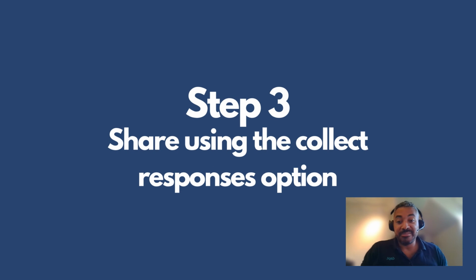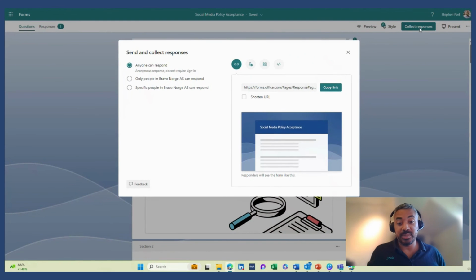But then once I'm done with that, really what I want to do is go and share this form and collect the responses. So to do that, I can click on collect responses in the top right of the screen. I can select who's allowed to respond as well. If I wanted to copy a link and just paste that link into an email or somewhere, maybe a page, I could do that as well.